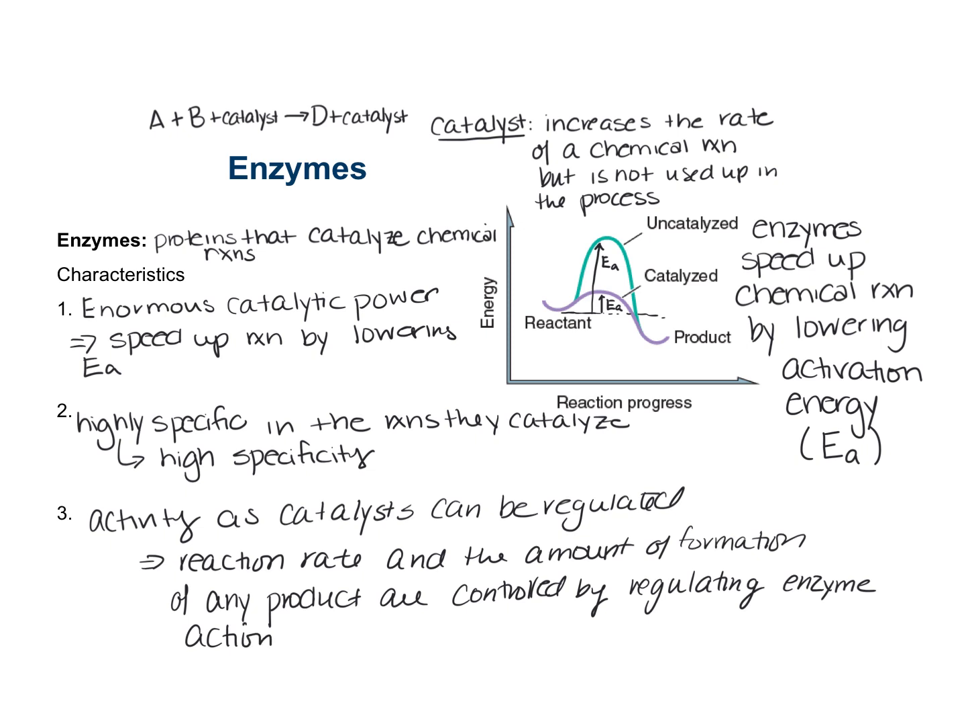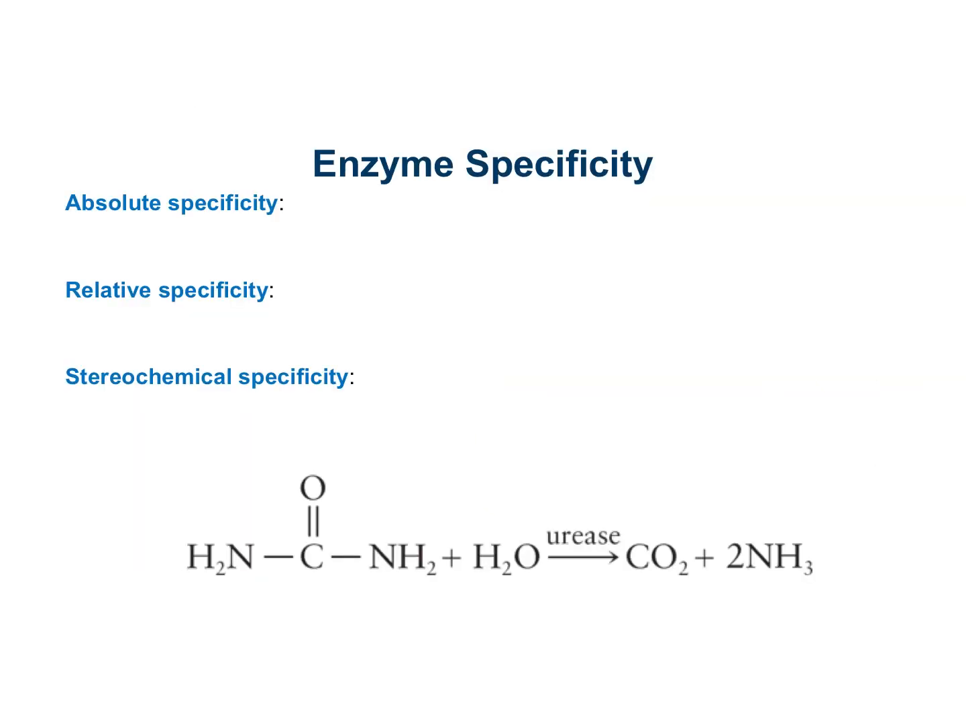So let's talk about specificity for just a moment. Enzyme specificity is that second characteristic that's important in life processes. Now, unlike other catalysts, enzymes are quite specific in the type of reaction they catalyze and even the particular substance that'll be involved in the reaction. So, for example, what do we mean by this?